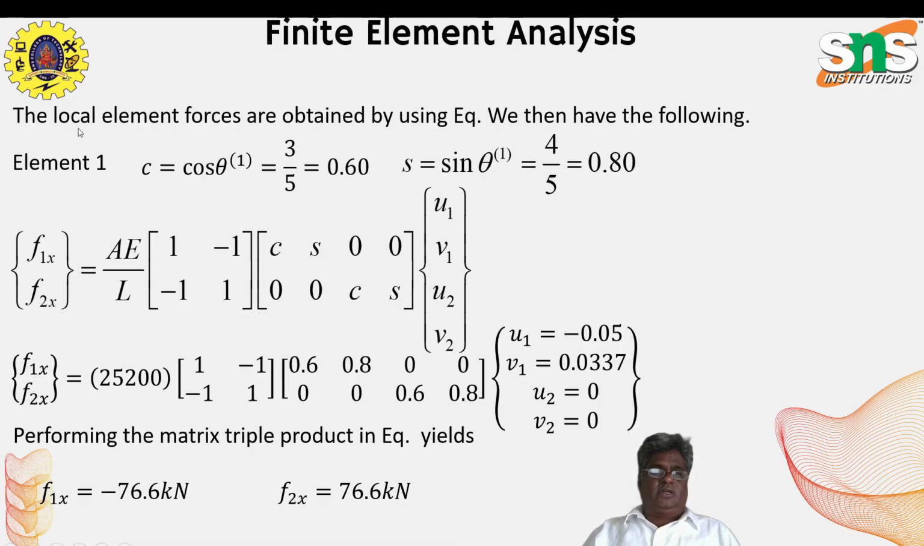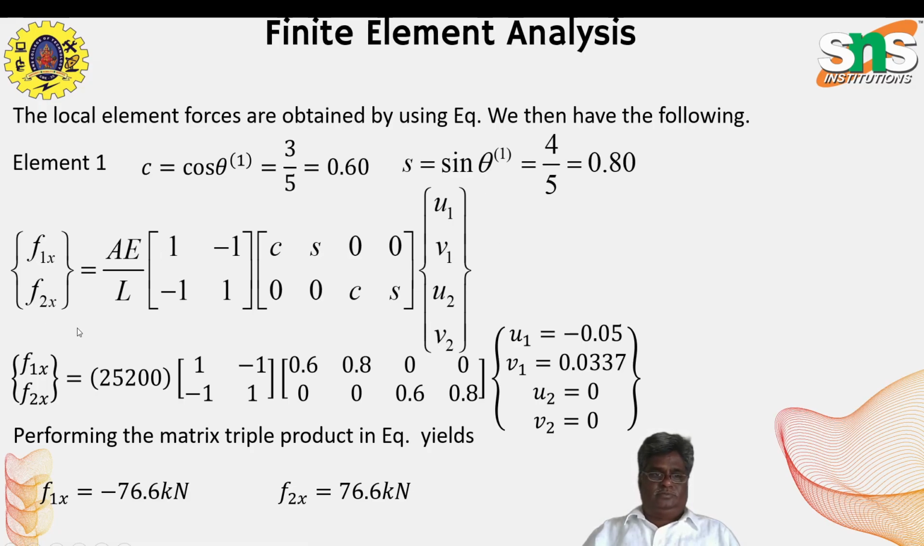Next, we have to determine the local element force, obtained by using the equation. Following that for element 1, we know the C value and S value. C is 0.6, S equal to 0.8. The formula for calculating the axial force for element 1 is AE divided by L, row matrix C S 0 0 C S, then the displacement vector for element 1. Element 1 is connected with node 1 and 2, so U1 V1, U2 V2.